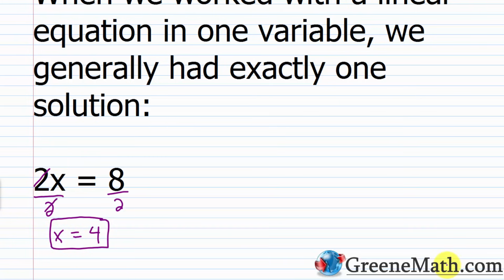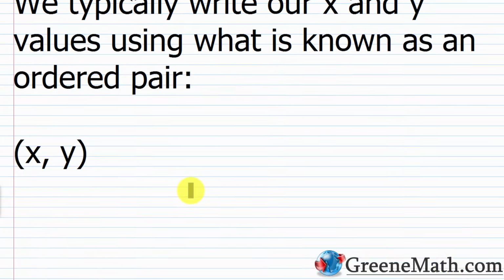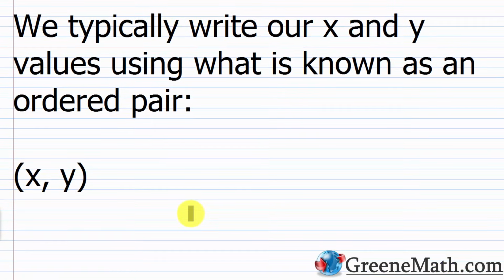And what we're going to see when we start working with linear equations in two variables is that there's an infinite number of x, y combinations that are going to make the equation true. So let's talk a little bit about how to write a solution for a linear equation in two variables. We typically write our x and y values using what is known as an ordered pair. So you might want to write that down because it's an extremely important vocabulary term.